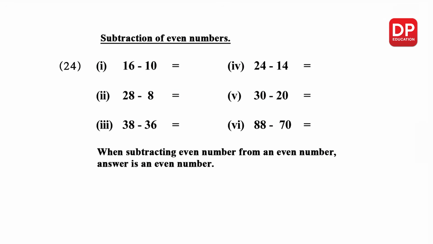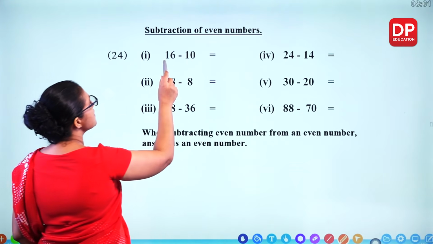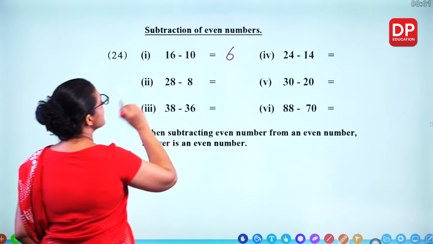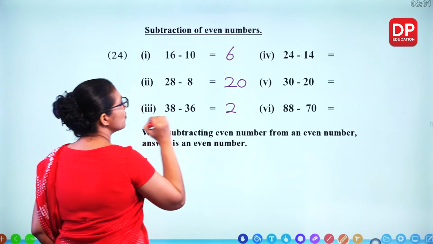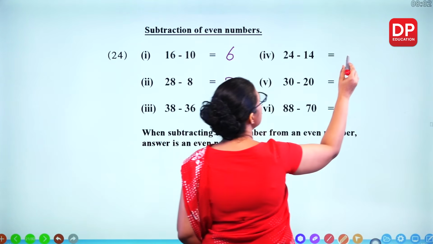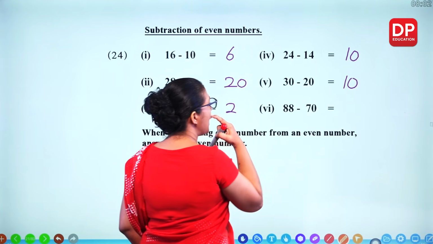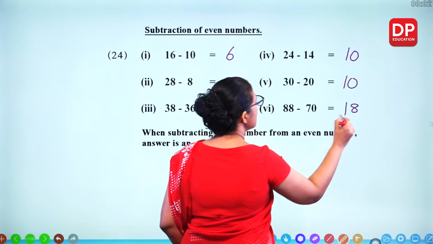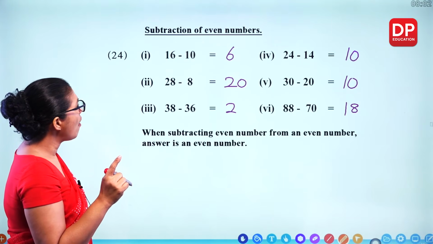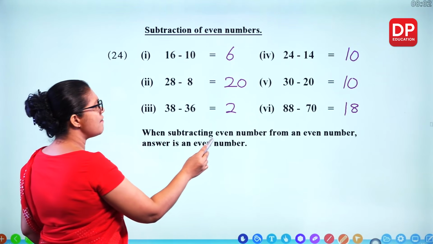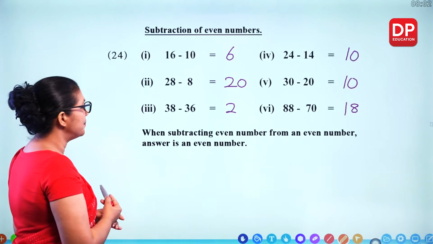Subtraction of even numbers. Even number, subtracting. What happens? 16 minus 10, that's 6. 28 minus 8, 20. 38 minus 36, that's 2. 24 minus 10, you get 10. 30 minus 20, 10. 88 minus 70, you get 18. Now, what are the answers? Those are all even numbers. When subtracting even number from an even number, answer is an even number.